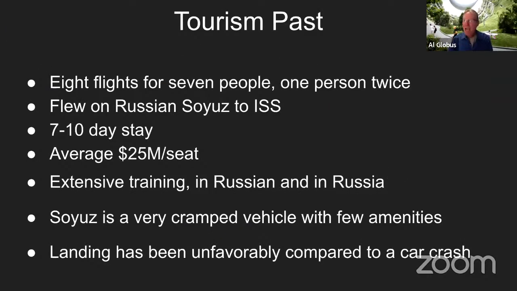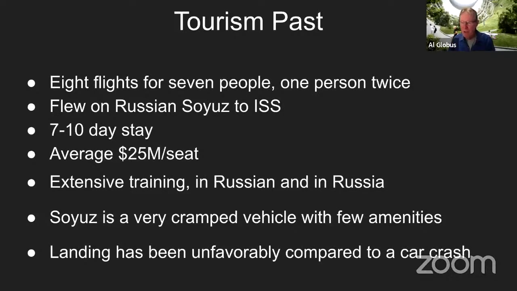Well, here's the tourism of the past. This is when the ISS was a hotel briefly. There was a total of 8 flights for 7 people. One guy flew twice. They fly on the Russian Soyuz. I have a beautiful image of this, and I could not get it into this presentation. Don't know why. The Russian Soyuz stayed for a week or two, and they averaged $25 million a seat. This number is soft. We don't really know if it's right. It's the best guesstimate that I can find.